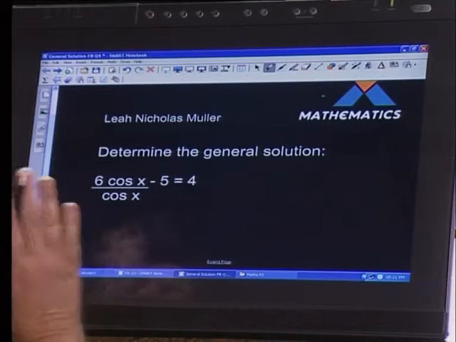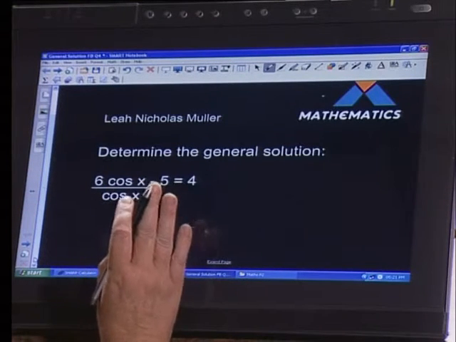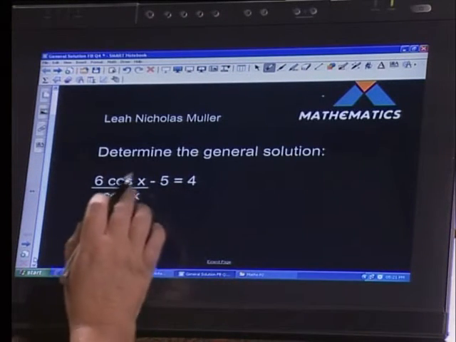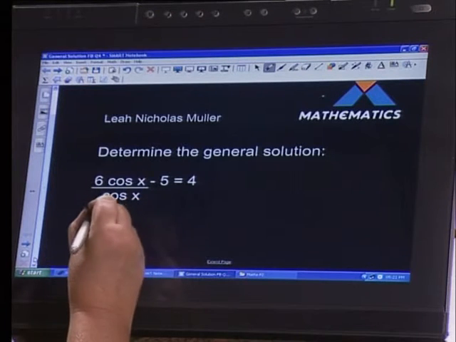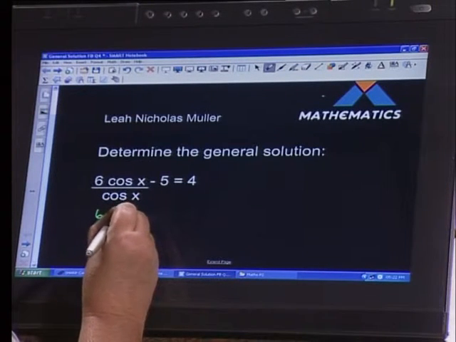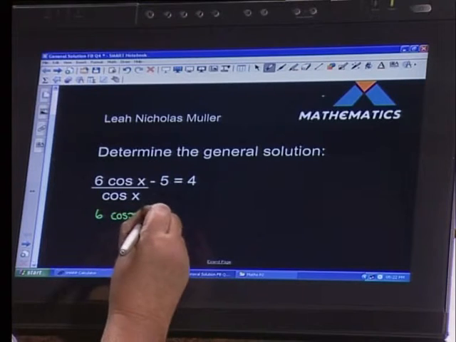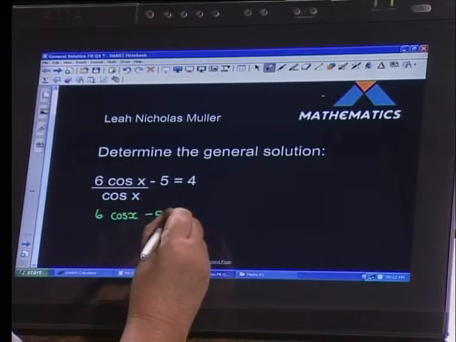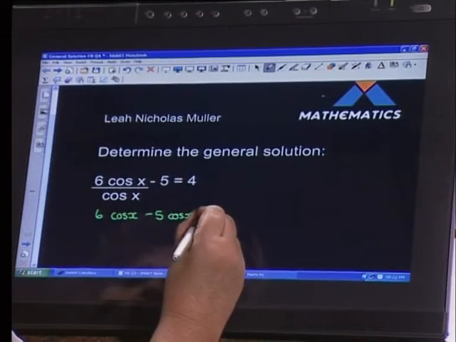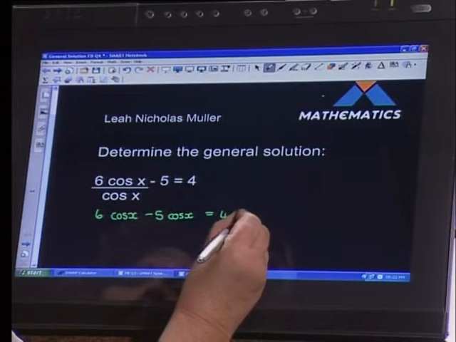Now, the first thing I would do is say this is not in a format I recognize. So I'm going to first get rid of this denominator, and to get rid of that, I'm going to multiply the whole thing through by cos x. So it becomes 5 cos x equals 4 cos x.